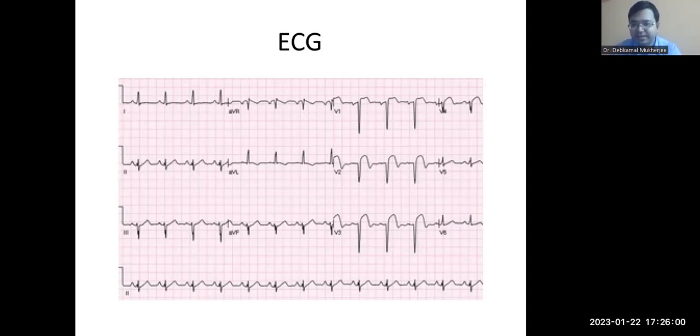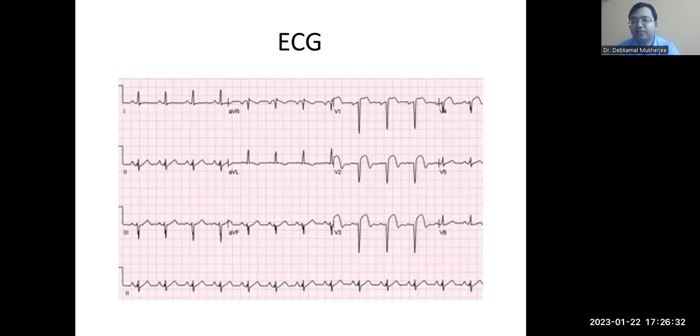Another is NSTEMI, or non-ST elevation myocardial infarction, where there may be ECG changes of ischemia, like ST depression or T wave inversion in respective leads. And along with that, there is an entity which is called unstable angina. So for these two categories of acute coronary syndrome, NSTEMI and unstable angina, the ECG can be normal.